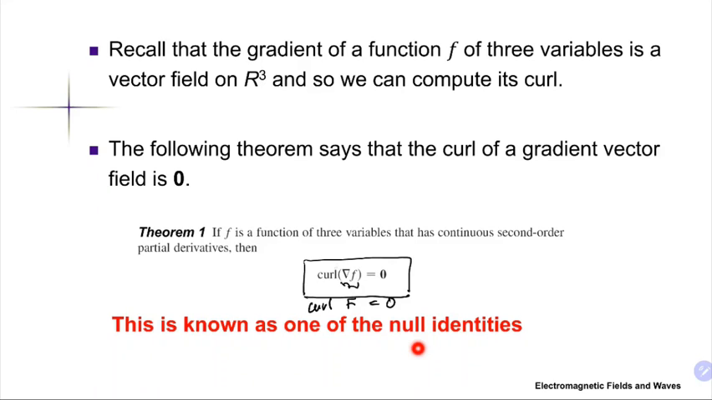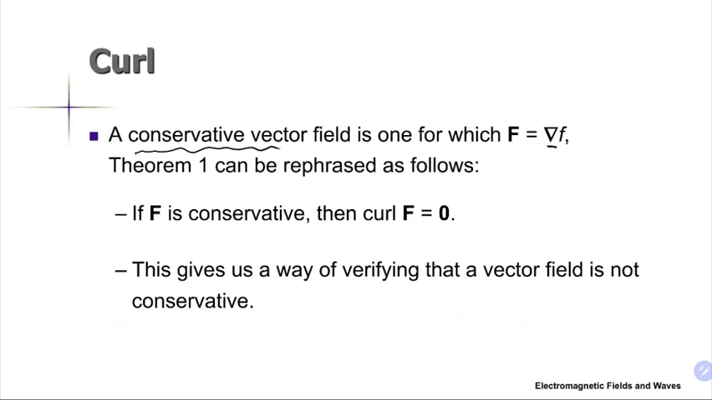It's just that instead of saying the curl of a gradient, I'm saying the curl of a vector field, and that vector field is equal to the gradient of a scalar field. So that is rephrasing theorem 1. In a way, we can test the vector field to see whether it is conservative by working out whether the curl of that vector field is equal to 0. If it's not equal to 0, then that vector field is not conservative. It's only conservative if it's equal to 0.